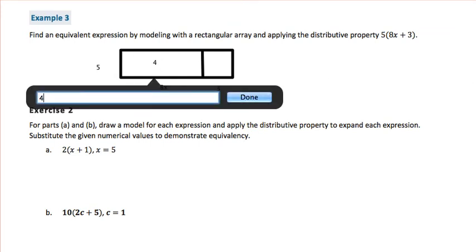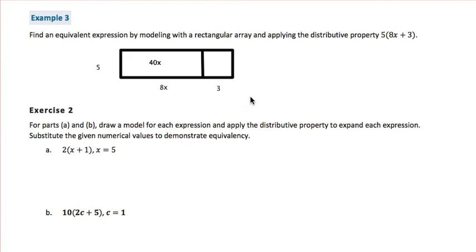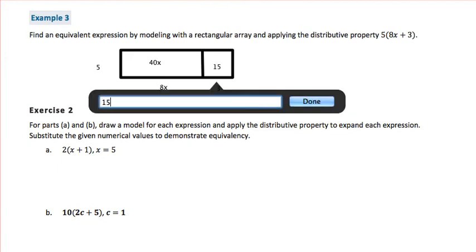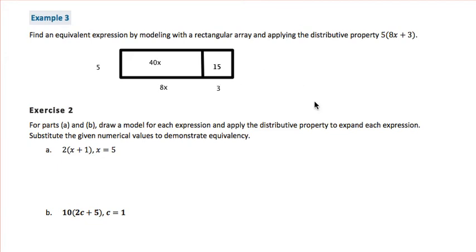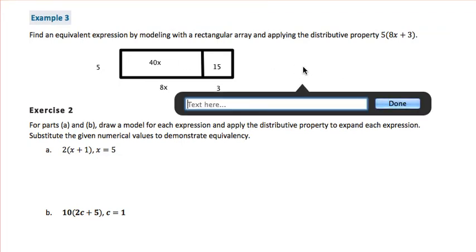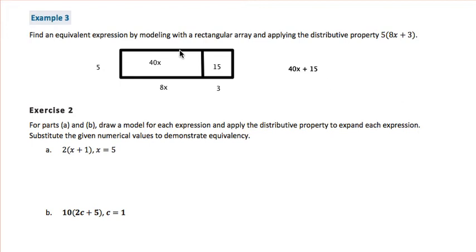So 5 times 8x is 40x, and 5 times 3 is 15. And then we will rewrite this expression, 40x plus 15, and that's our equivalent expression.